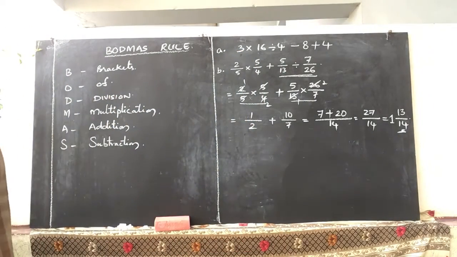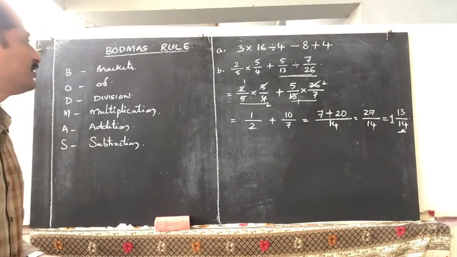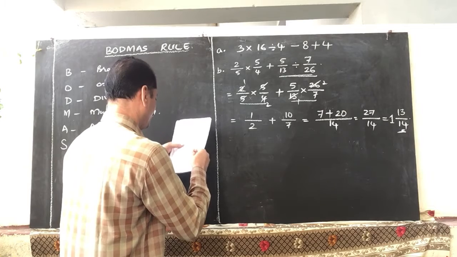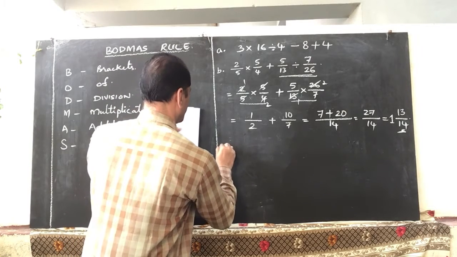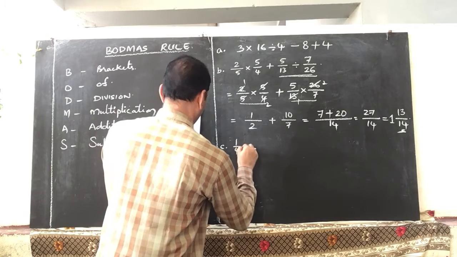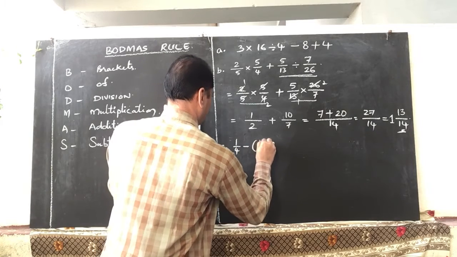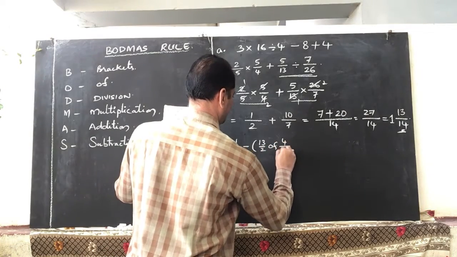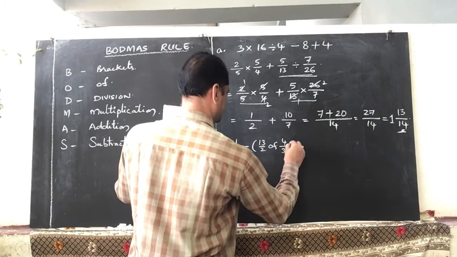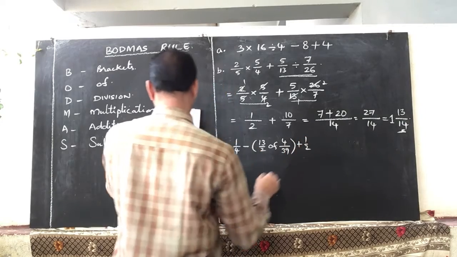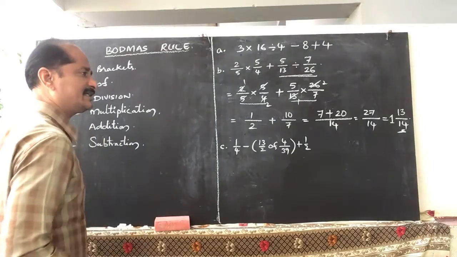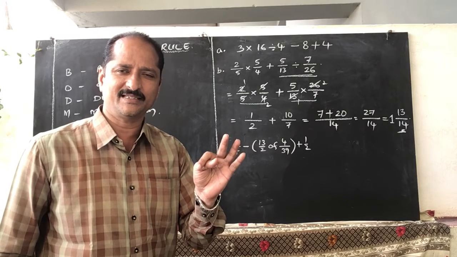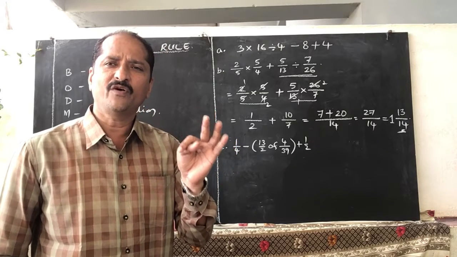Like this, we can take some more examples and do the simplest form. For example, taking one example here: 1 by 4 minus 13 by 2 of 4 by 39 plus 1 by 2. Now observe carefully. Brackets are there, and of is also there in this example, so BO we have got.